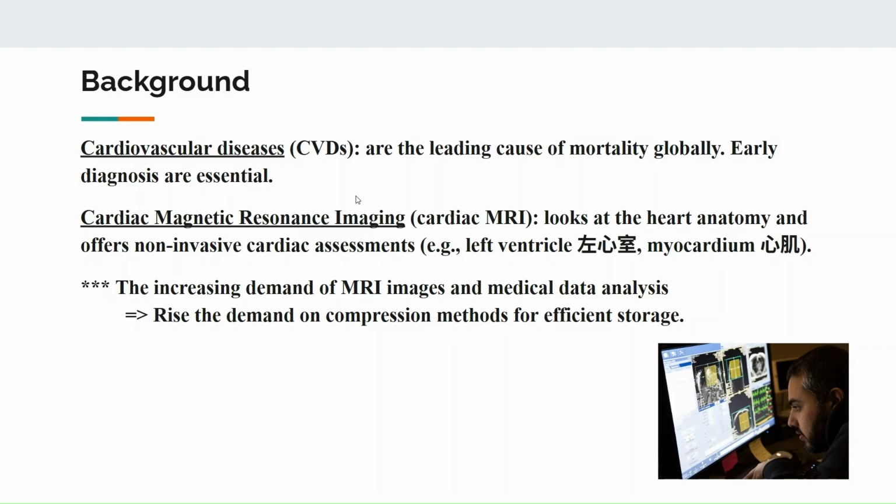However, as the use of MRI in healthcare grows, so does the demand for medical data analysis and storage. This creates a need for efficient compression methods to manage this large data set without losing critical details. Our project investigates how PCA can help meet this challenge by compressing cardiac MRI images effectively.